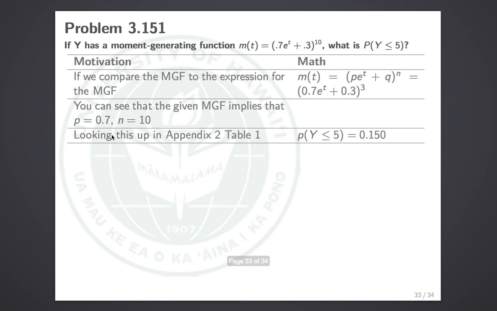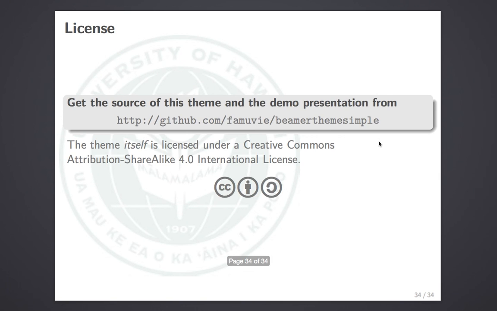We can look up the number in Appendix 2, Table 1. If you look up the table specifically for n equals 10, set a equal to 5, and go down to p equal to 0.7, you're going to find that the probability is 0.150. And that's it. I'm done.